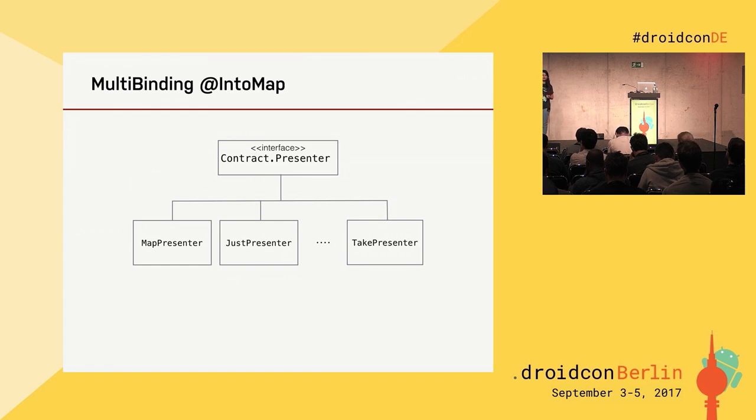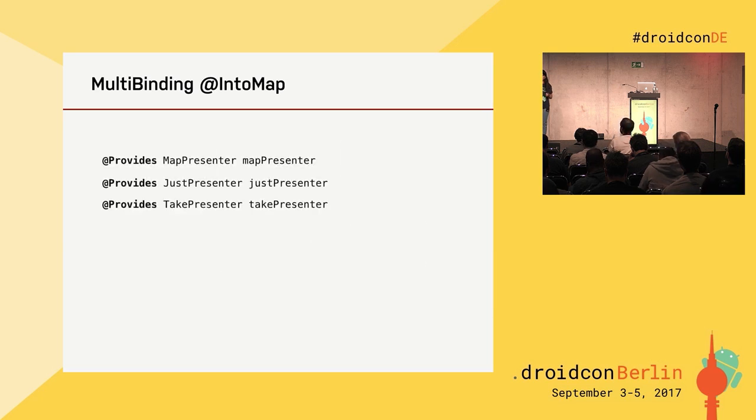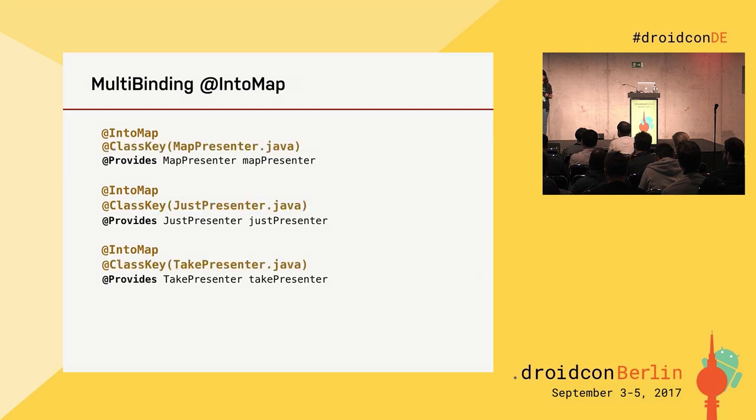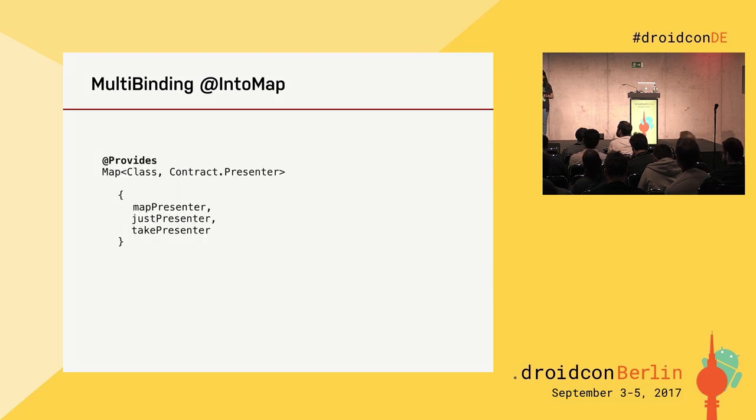Let's look at an example for this. If you have a presenter and you have multiple dependencies for it, you have the map presenter, you have just presenter, and so on. In this case, you can instead mark it as @IntoMap, and you can give the keys that this key is bound with. So you will be able to provide different presenter methods, different presenters, using this @Provides @IntoMap.